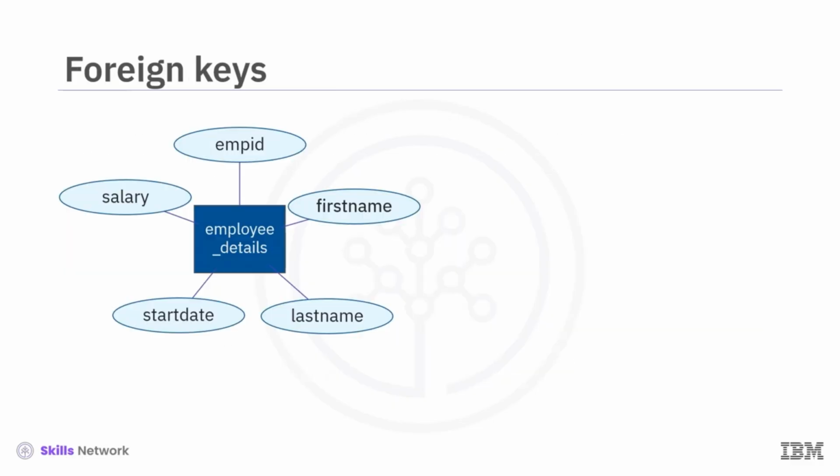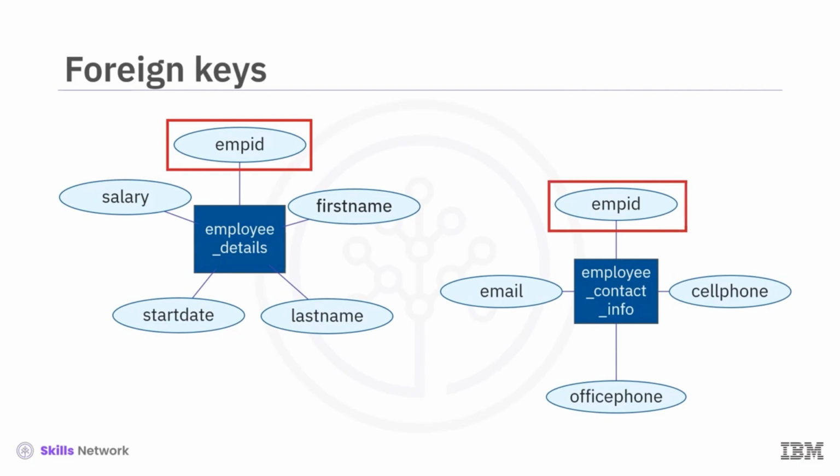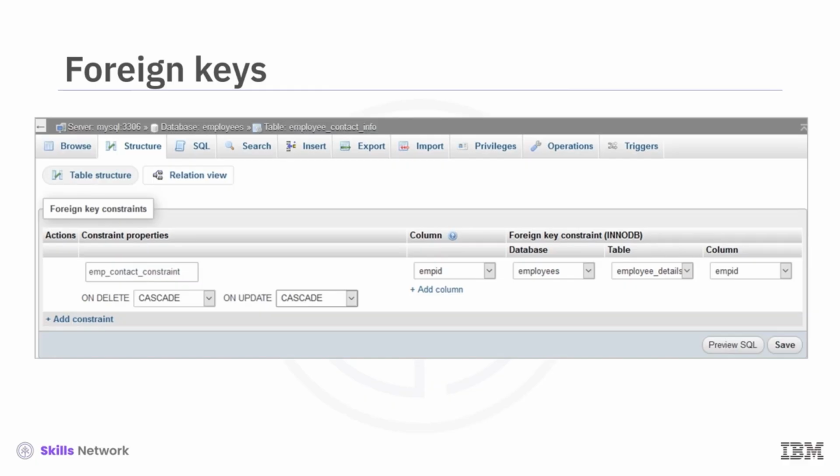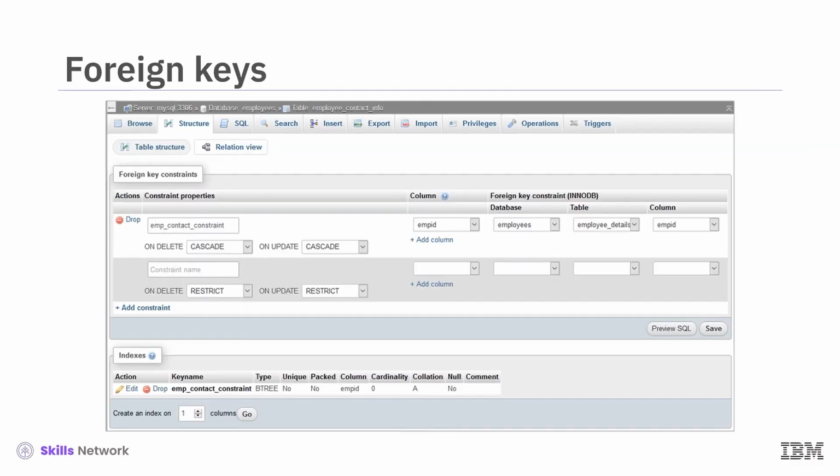You can also create foreign keys to relate data across tables. For example, you can use the input column in the Employee Details table to link the input column in the Employee Contact Info table by creating a foreign key. To create a foreign key, on the Relation view of the Structure tab, enter the name for your key and identify the columns that define it. You can also specify what action to take when a related row is deleted or updated. And as with primary keys, the underlying index now also shows on the Structure tab.